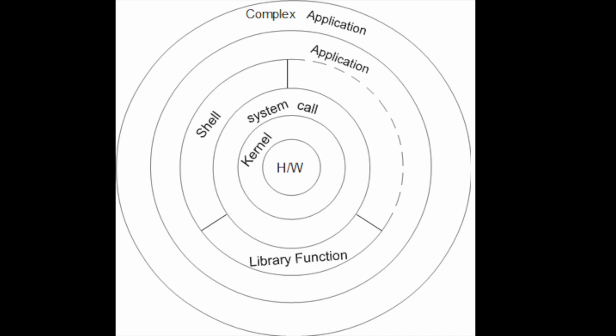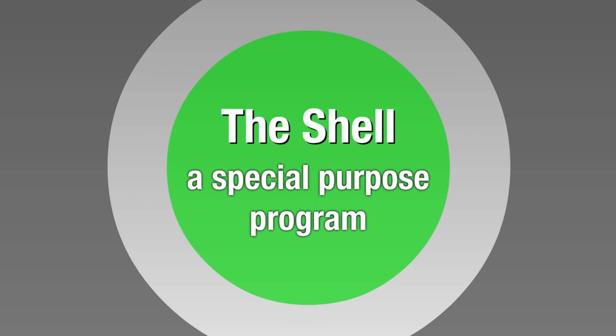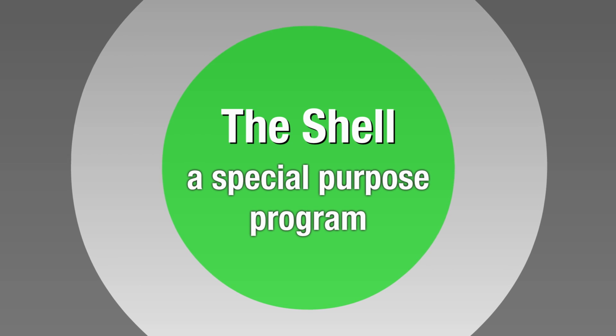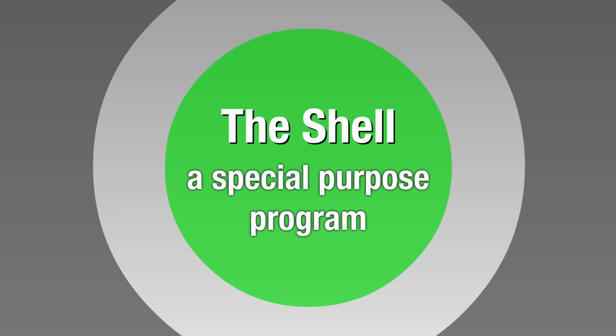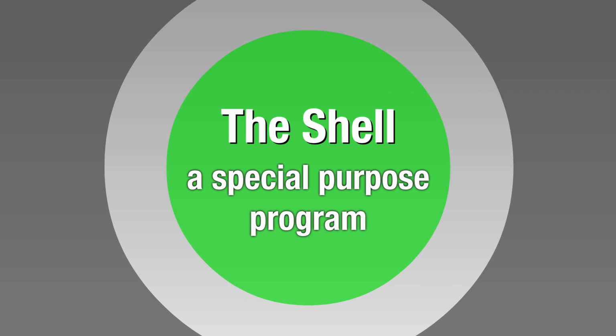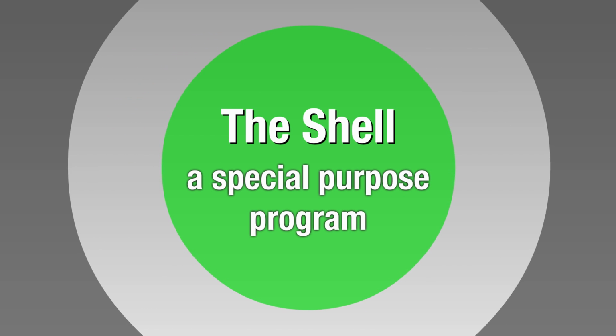Okay, so let's see the first part of the third layer. It is the shell. So the shell is one of the mediums through which we can interact with the kernel. But what exactly is the shell? Simply speaking, the shell is a special purpose program which is designed to read the commands typed by the user, and it executes the appropriate program in response to those commands.